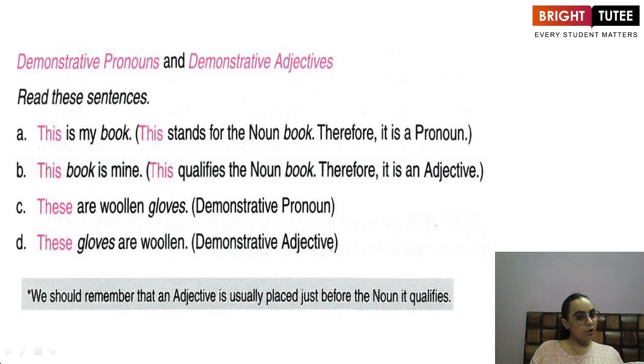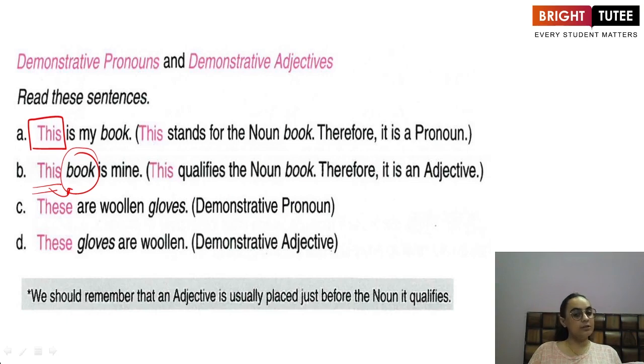This is my book. In this sentence, I'm using the demonstrative pronoun this. How do I know this is a pronoun? Because there is no noun next to it. If I say this book is mine, here this word is an adjective because it is followed by a noun, that is book. Next, let us look at the example.